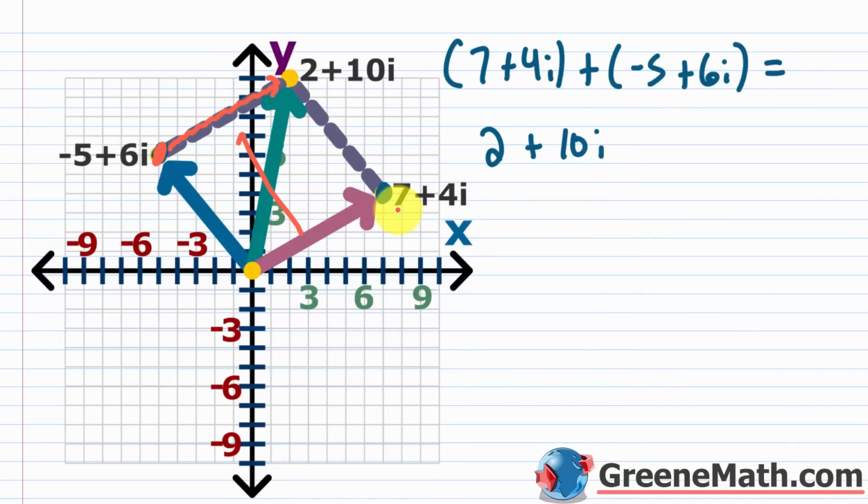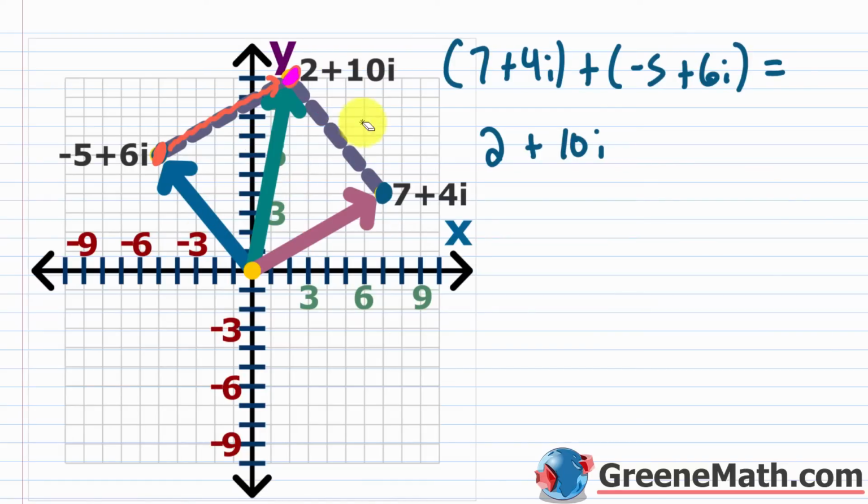I want to go 7 units to the right and 4 units up. So from right here, if I go 7 units to the right and 4 units up, I'm going to end up right there at my 2 plus 10i, or my sum. To create this side right here, all you're going to do is slide this guy down, right? So in other words, starting here, I want to go 5 units to the left and 6 units up, just using these coordinates here. So 5 units to the left and 6 units up. Again, I get to that point.